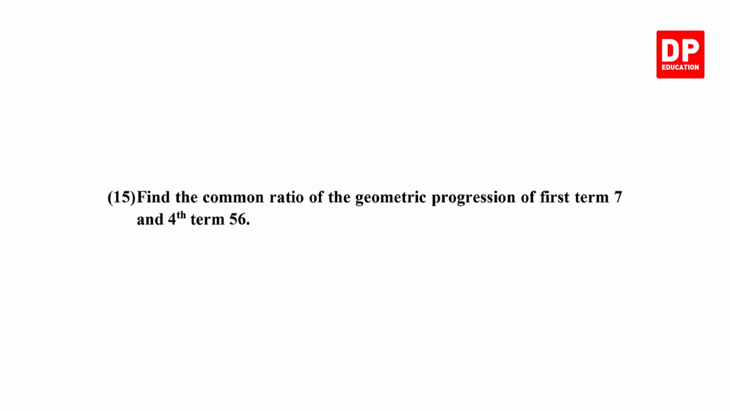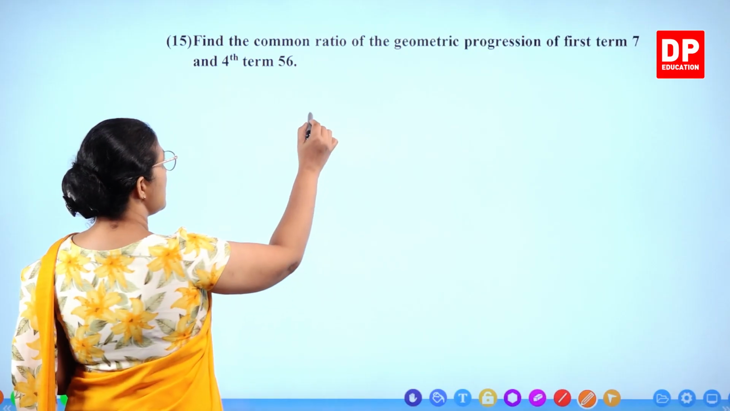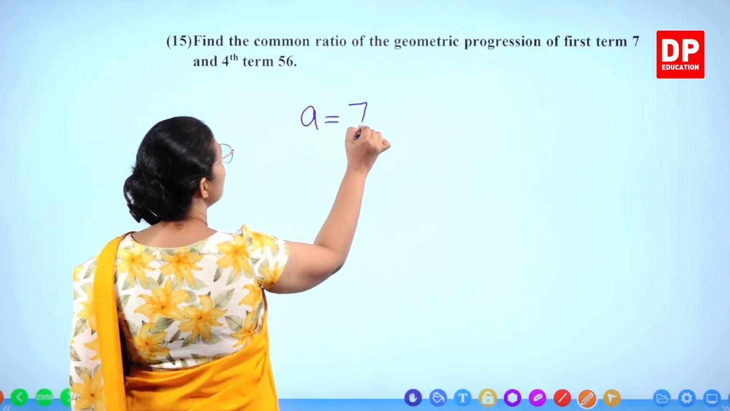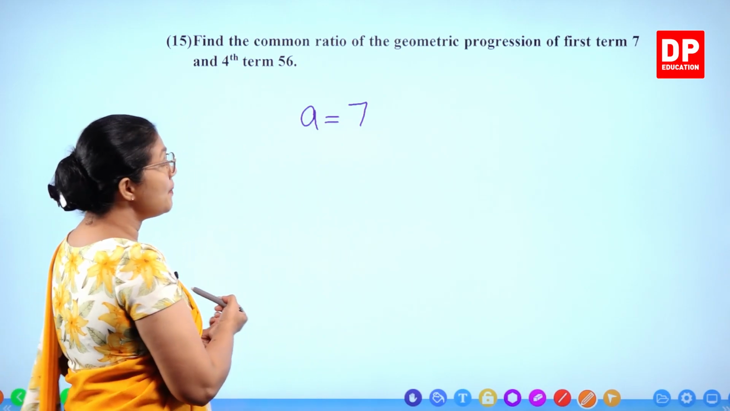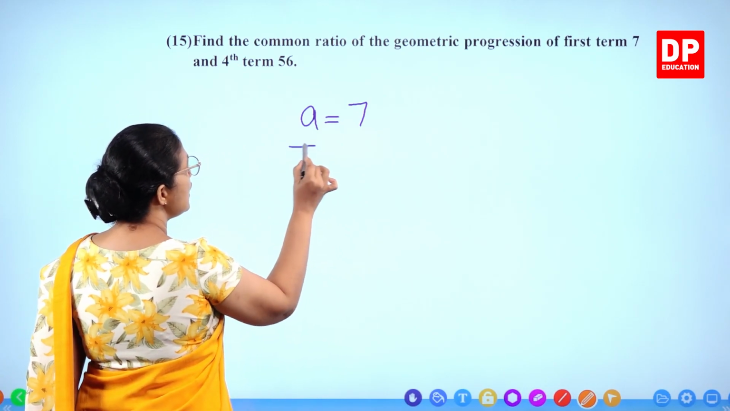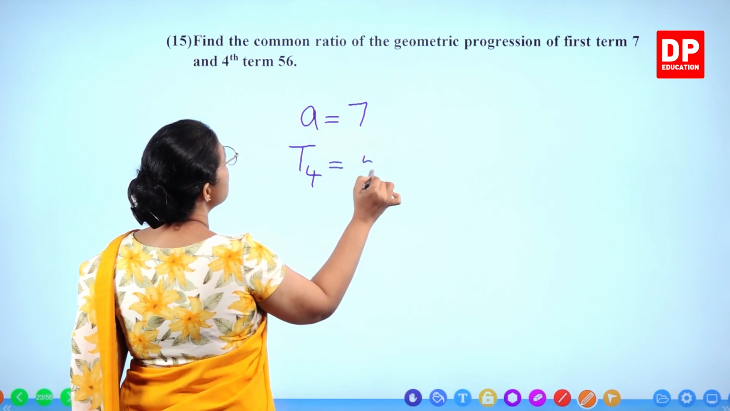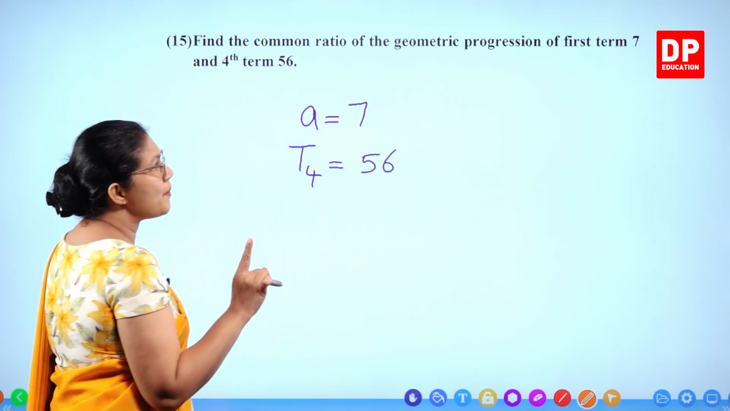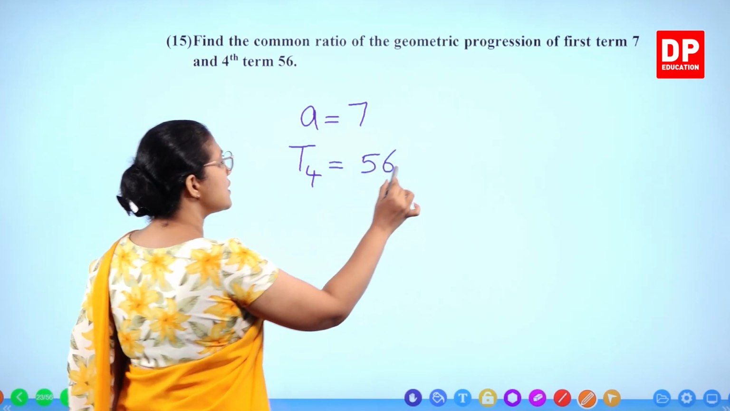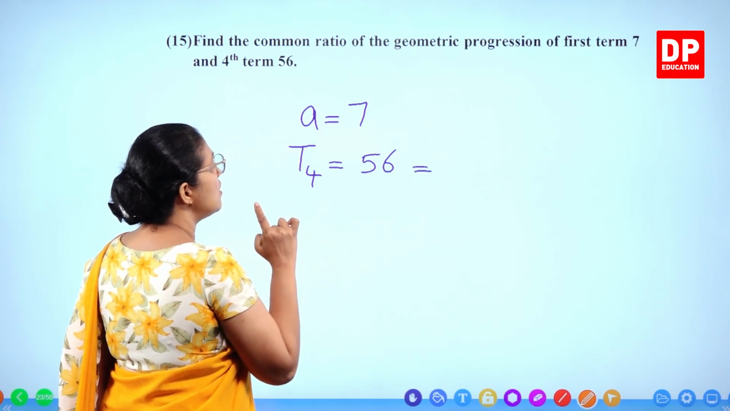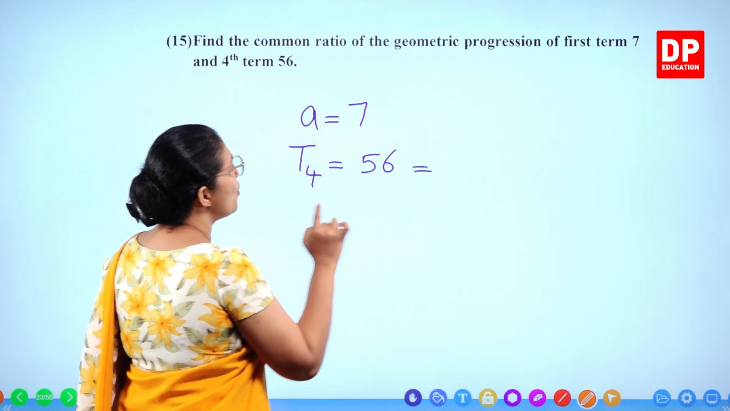Question number 15. Find the common ratio of the geometric progression of the first term 7. First term is 7, and the fourth term, T4, is 56. And this is a geometric progression. So, what is the fourth term? How can you write it in terms of A and the common ratio?